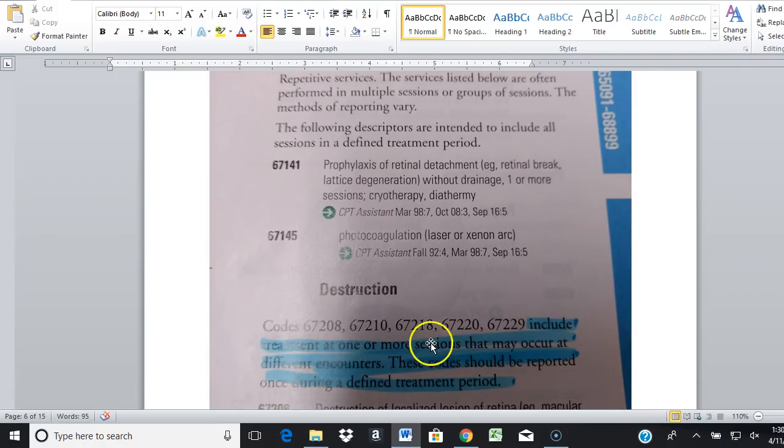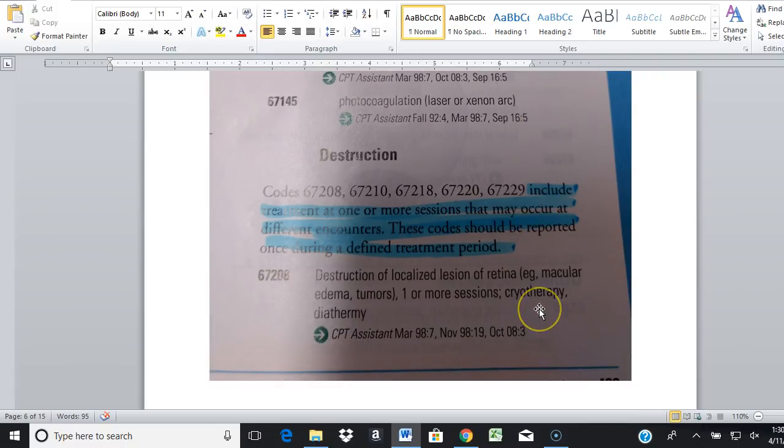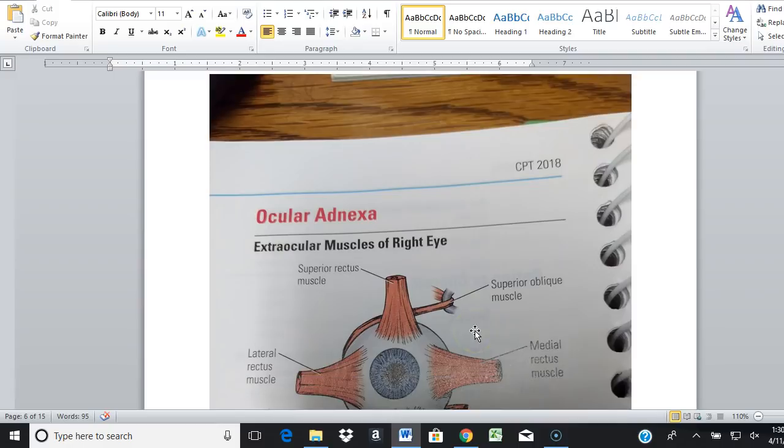So again, we have to be careful. For the destruction procedures, so this is the deal with retinal detachment, we have 67208, 210, 218, 220, and 229. Include treatment at 1 or more sessions that may occur at different encounters. These codes are to be reported once during a defined treatment period. So again, the provider defines a treatment period, we code these once. So this is everything from destruction of a localized lesion. It goes further on. We can do this for different types of retinopathy, lesions of the choroid. So again, we want to be careful that we're doing a destruction procedure.